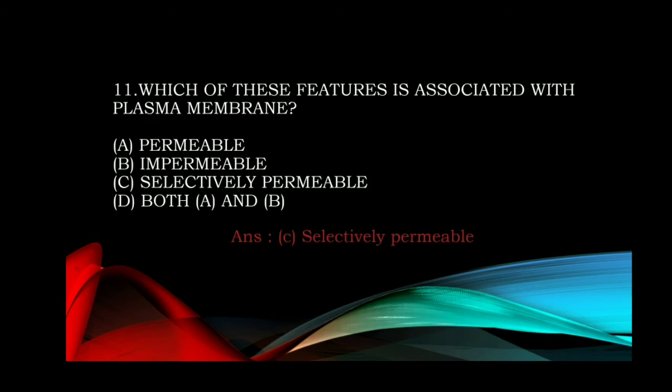Question number 11. Which of these features is associated with the plasma membrane? Option A, permeable, option B, impermeable, option C, selectively permeable, option D, both A and B. So you know that plasma membrane is selectively permeable, right? That is, it will selectively allow the particles to enter inside the cell, right? So the correct option is option C, selectively permeable.